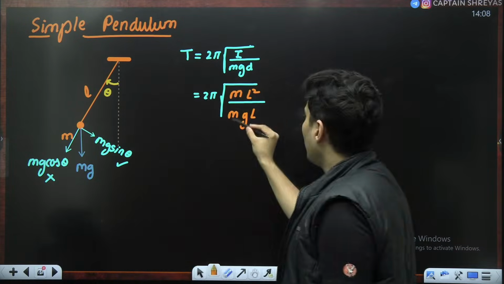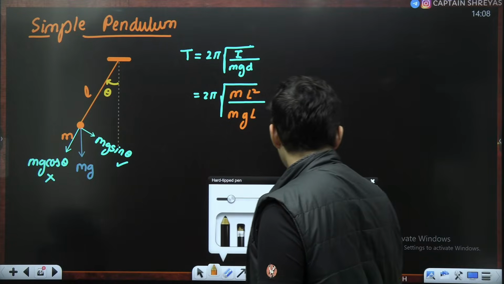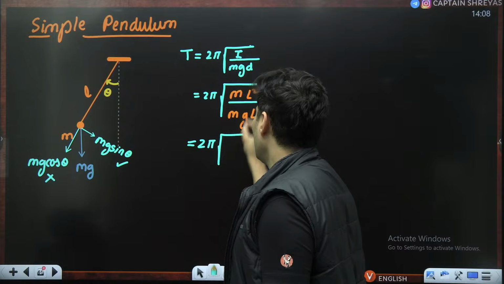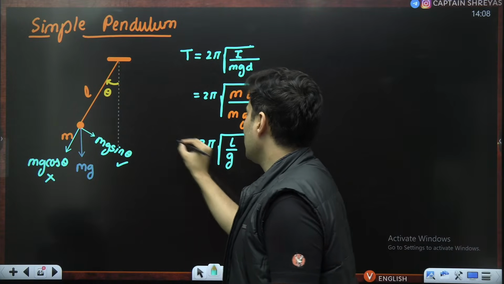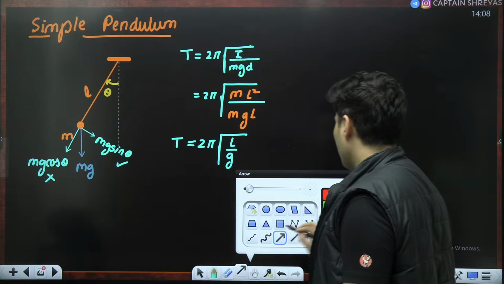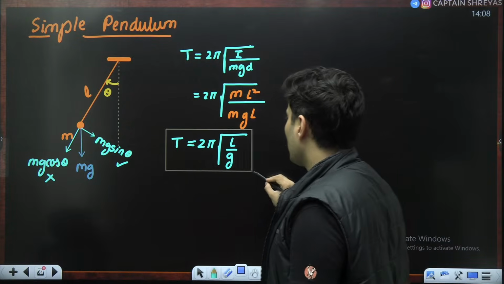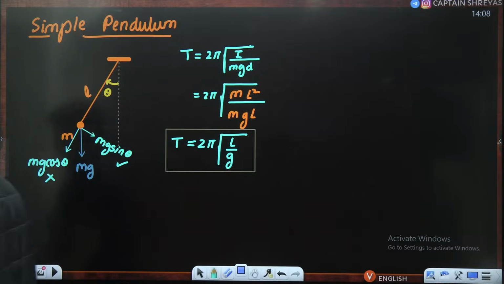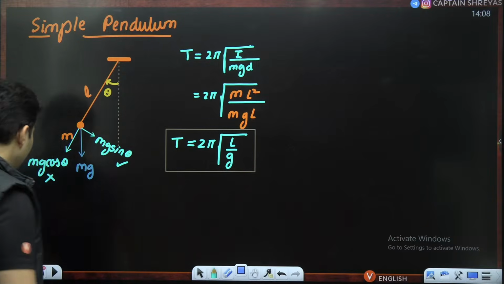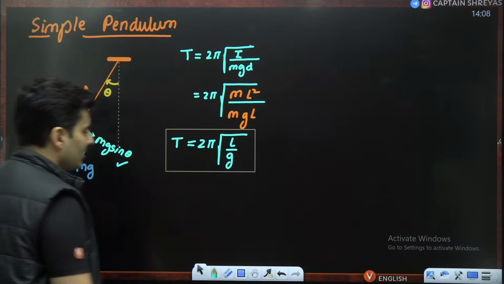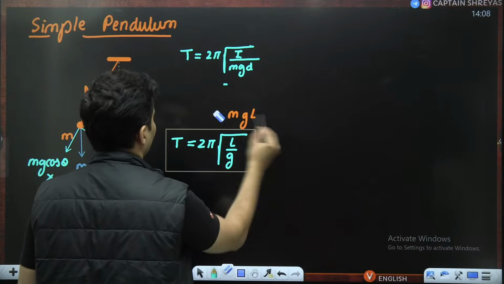So what will happen? m and m cancel, L and L cancel. So what will you be left with? You will be left with 2 pi root of L by g. So that is the time period. Very important formula again: time period of a simple pendulum is 2 pi root L by g. Perfect. Now there are some special variations in this which you should again know. I will tell you about that as well.